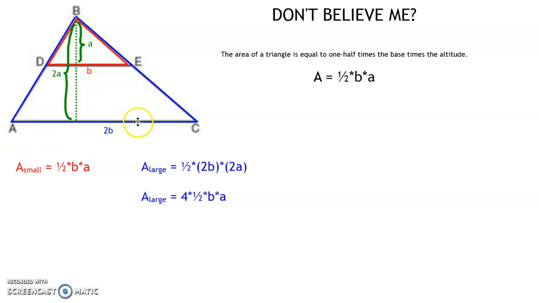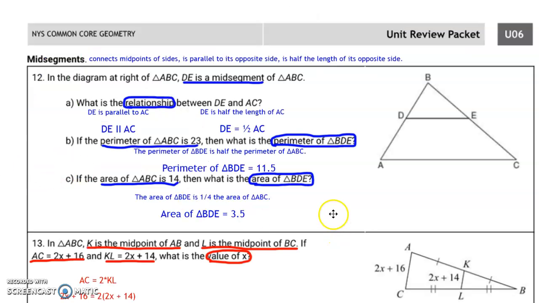And I also know that the base of this larger triangle is twice as large as the base of the smaller triangle. You can see that here, and it's a midsegment. That's basically the definition of midsegment. Multiplying these two things together, 2b times 2a, this 2 times 2 gives us 4, which means 1/2 base times altitude, but this is 4 times as big, which means this is 1/4 the size. So hopefully you believed me.